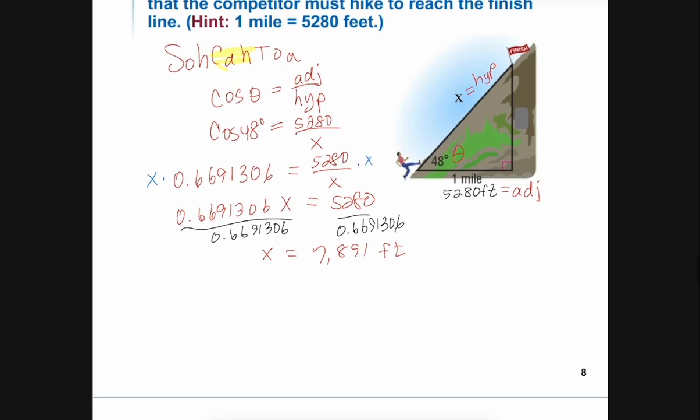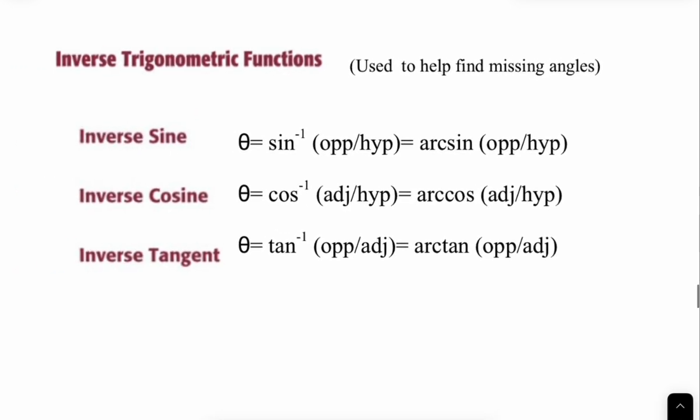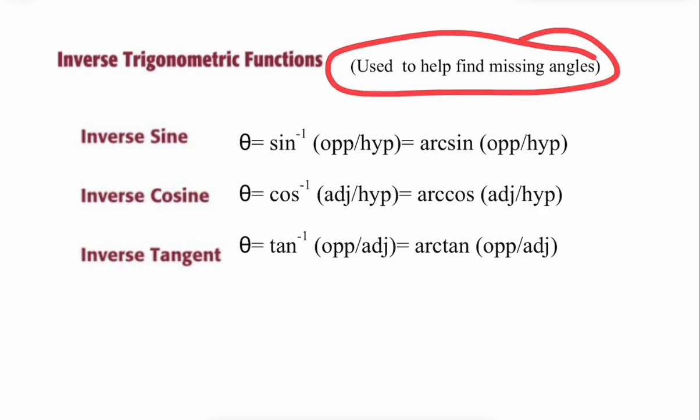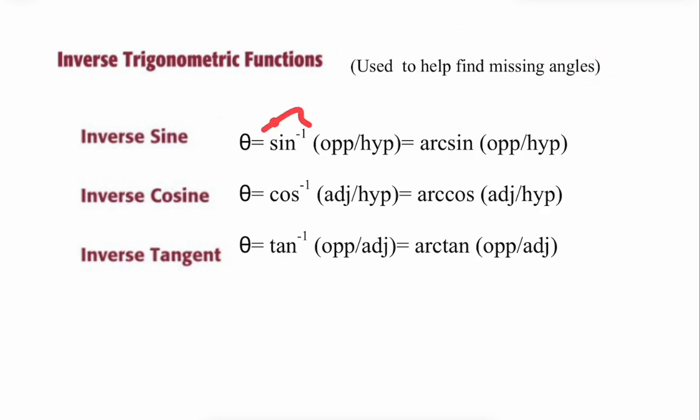Okay. So now let's talk about how we find missing angles. What's interesting is this notation you can see on your calculator. That notation is only used when we are trying to find missing angles. So that little notation is only used if it's an angle that we want to find. So this is the inverse sine. We say inverse sine.